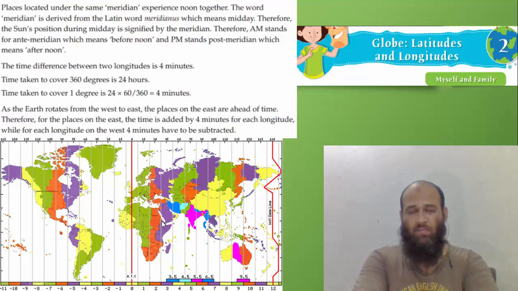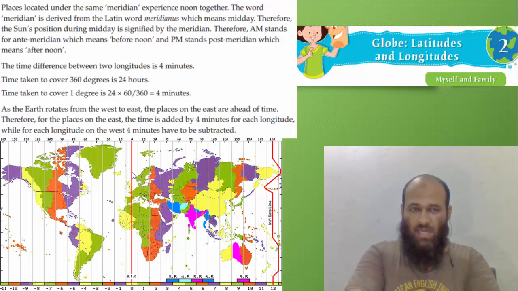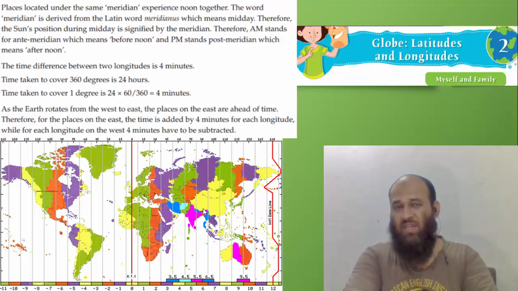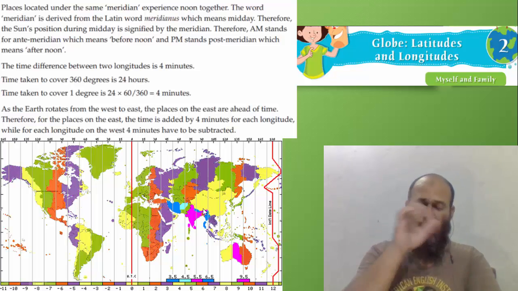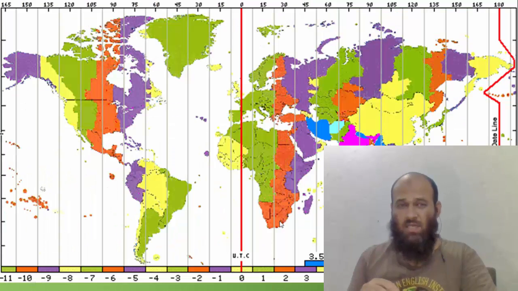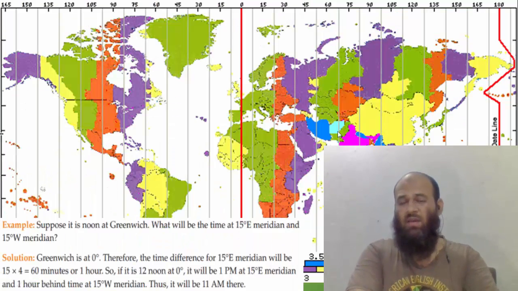Example, India. India comes under the zone of GMT plus 5.5 hours. For example, if it is 12 noon over here in England, it would already be 5:30 in the evening in India. वहाँ दोपहर के 12 है तो यहाँ शाम के 5:30 बज जाएंगे guys. So that is the addition on the eastern side of the globe.